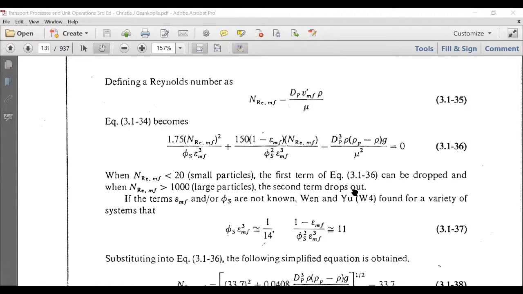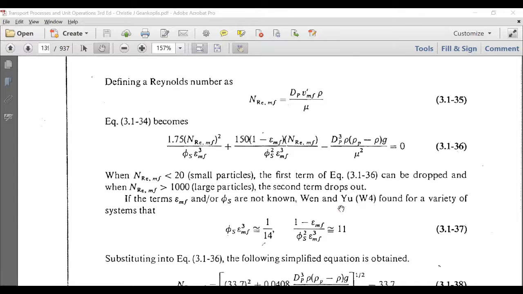And then sometimes, we also do not know the value of epsilon MF, and also we do not know the value of tau S. Then what should we do? If we do not know epsilon MF and we do not know tau S. Because actually in this equation of 3.136, we have to know the value of epsilon MF and tau S. But if we do not know, then what should we do?